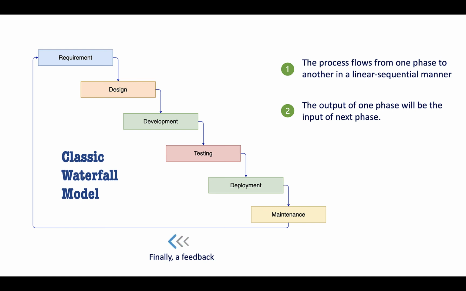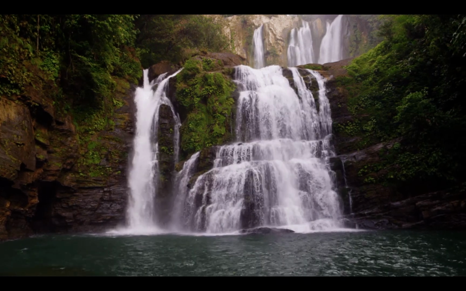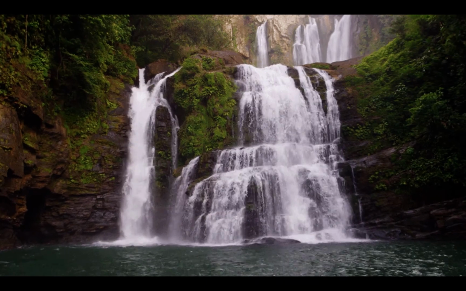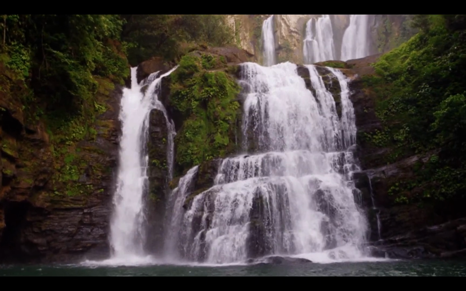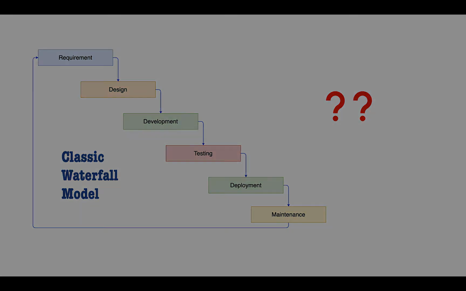So this loop continues. Does this look similar to a beautiful waterfall, where the water flows downstream, where there is no option of going upward? So this looks very beautiful. But what about our model? Is this a beautiful model for developing software? Are there any advantages or disadvantages of using this model? Or what are the use cases where we can use this model? Okay, we will look at that in our next lecture.